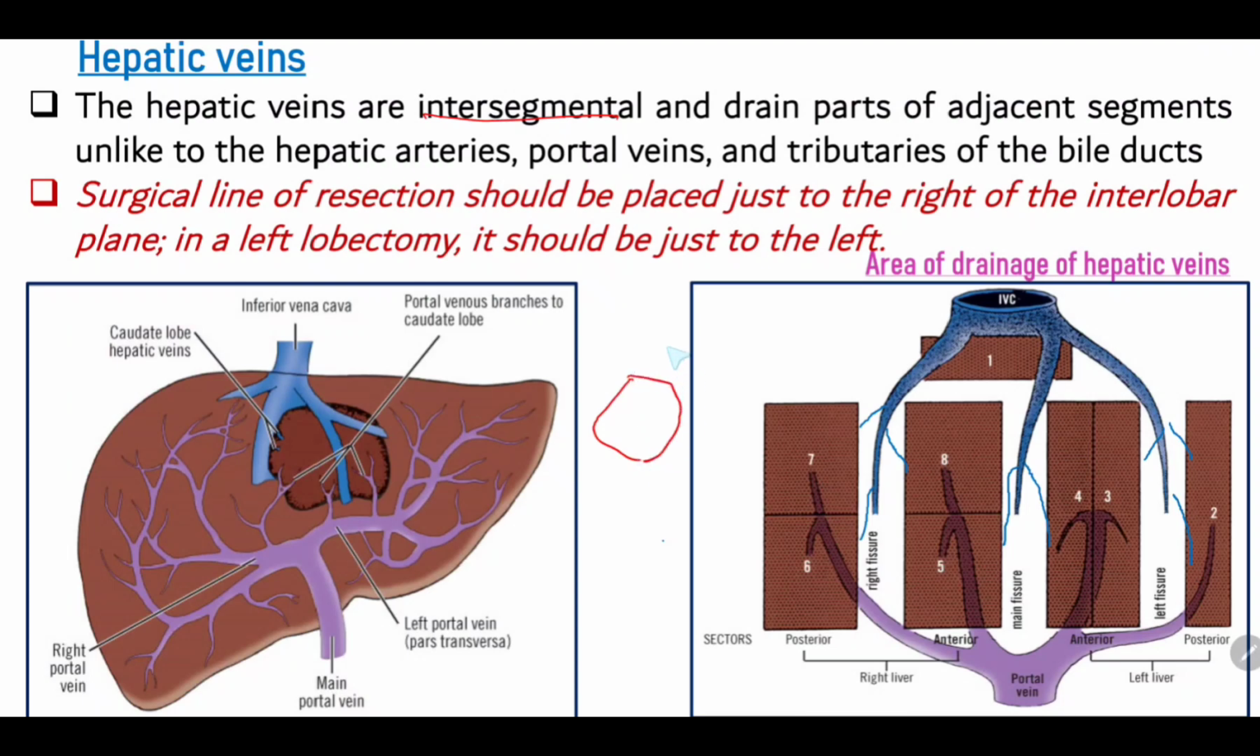We have the hexagonal hepatic segments, and you know that hepatic segments are not completely separated from each other. There are some areas which are related very close to each other. Because of these reasons, surgical resection is not completely possible. For example, if you want to remove this particular segment, it is not possible, because when you remove it, some part of the adjacent hepatic segment can also get removed. So the hepatic veins act as a surgical line of resection.